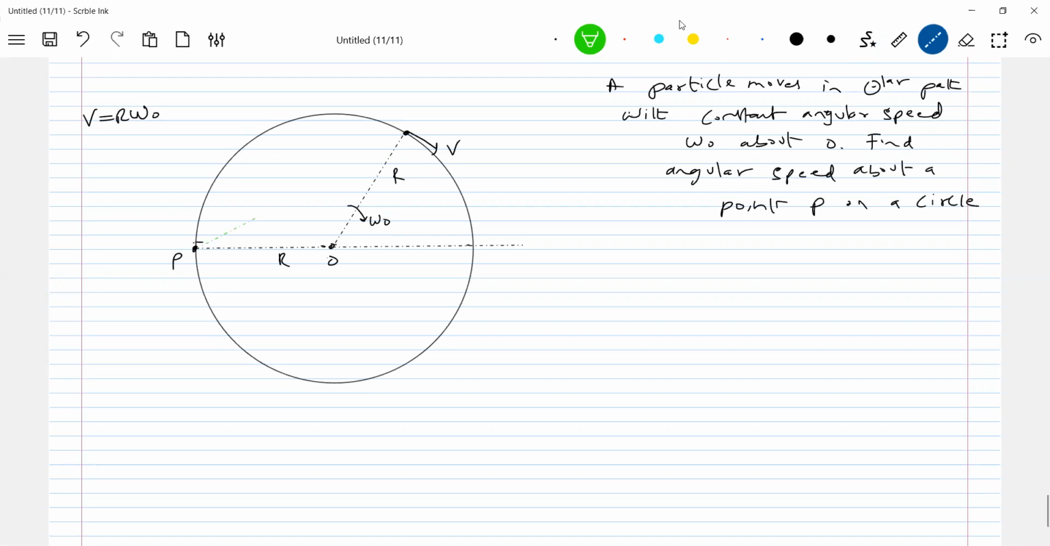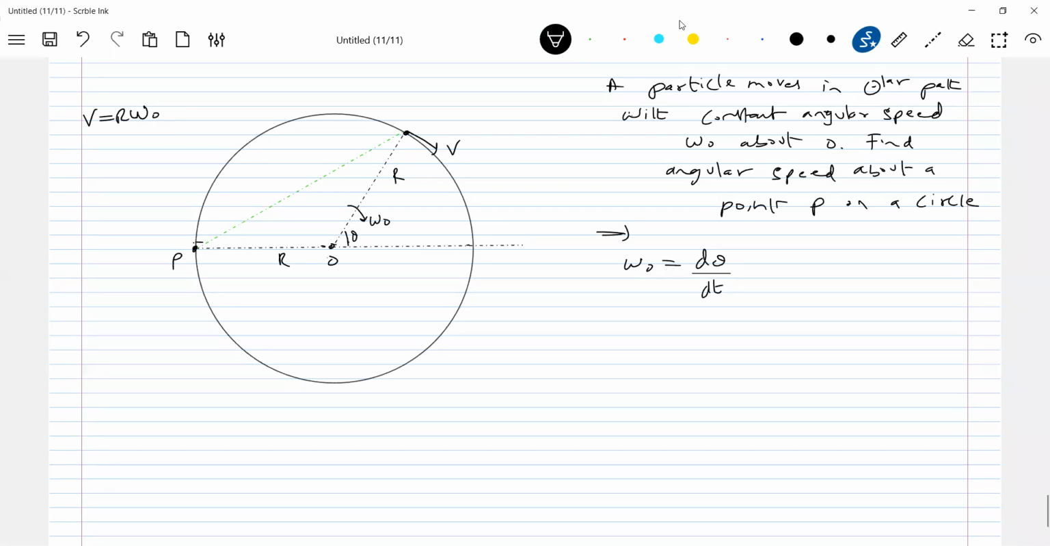Let's calculate. So this is theta. How do you define theta? This is the angle made by the particle. How do you define angular velocity omega naught? You write it as d theta by dt, no? What is the angular velocity definition? Rate of change of angular displacement.